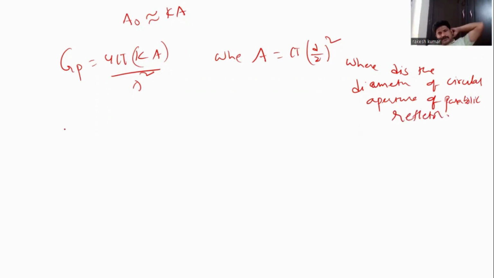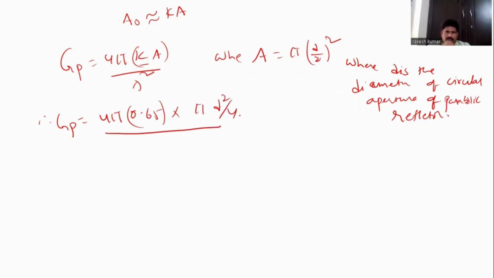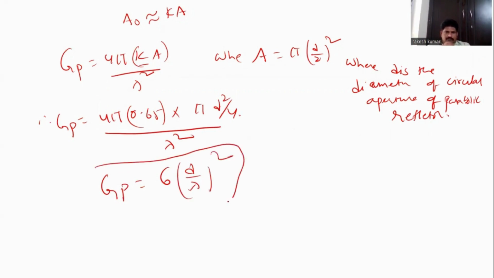Parabolic reflector. Therefore, GP is equal to 4 pi into K. If the feed antenna is a dipole, it is 0.65 into pi d square by 4 pi lambda square. So therefore, GP is equal to 6 (d by lambda) whole square. This is very, very important. 6 (d by lambda) square, where the fraction d by lambda is called the aperture ratio.